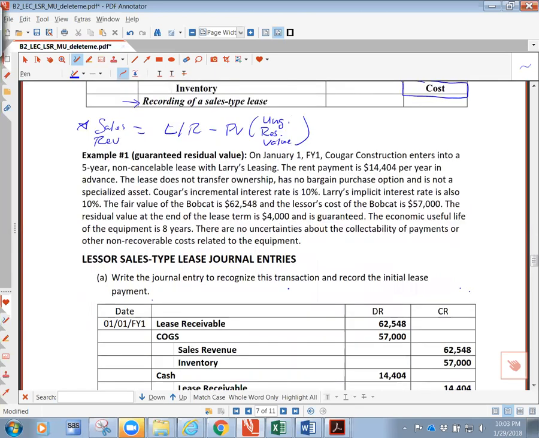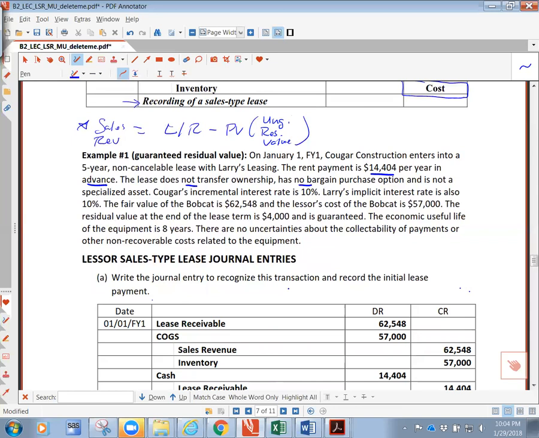So let's look at the actual numbers here for this problem. This problem is the one that the whole lecture note started with. So that's where the numbers come from. And if you need to refer to it, it's best to be watching this with the lecture note in front of you. Otherwise, you've got to open it up. Go ahead and open it up and review it if you need to. But it's a 5-year non-cancelable lease with Larry's Leasing. The rent payment is $14,404 a year in advance. The lease does not transfer ownership, has no bargain purchase option. So those would indicate that it's not a sales type lease.